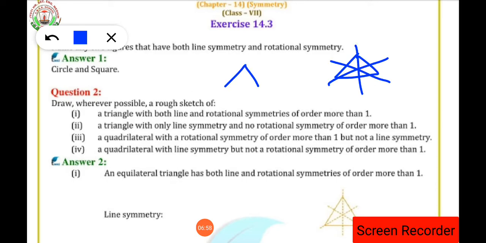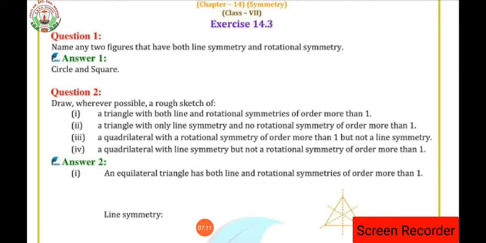Okay, then when you rotate the equilateral triangle, it has a 60-degree rotation, it will take place, isn't it? And the order of rotation is 3, isn't it? That's why a triangle with both line and rotational symmetry of order more than 1 is an equilateral triangle. Clear?